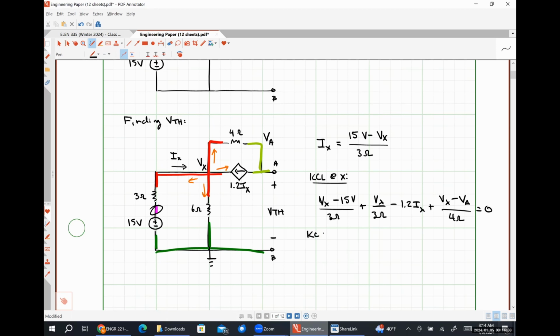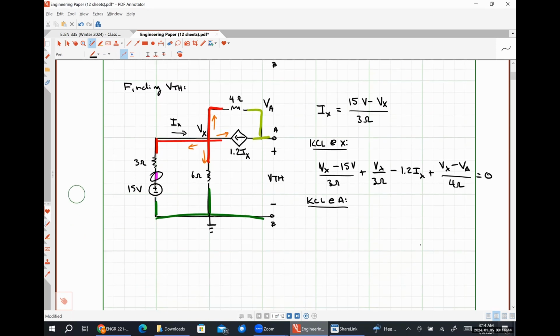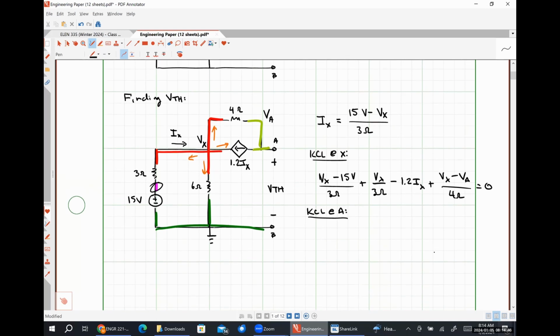Writing our KCL equation at node A. Yes, thank you. I think I said 6, but wrote 3. Thank you for that, Patrick.